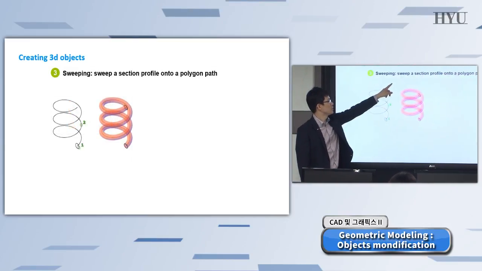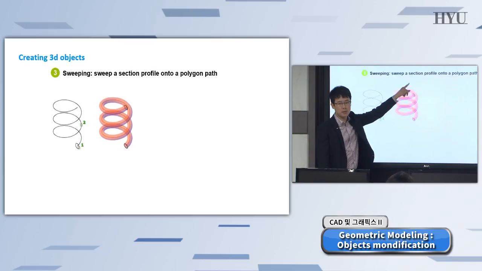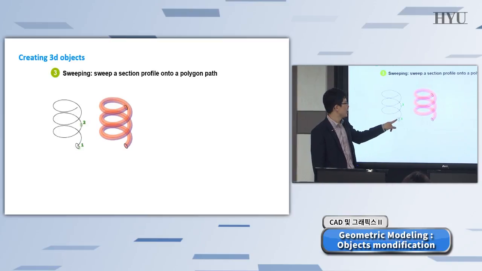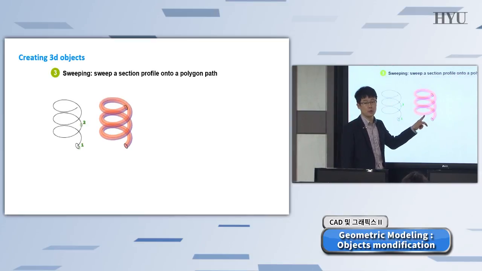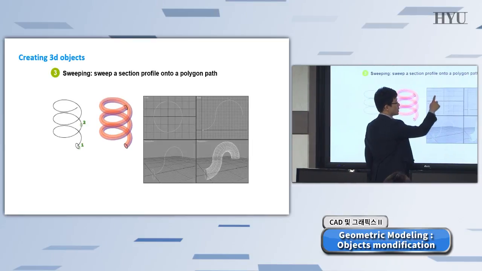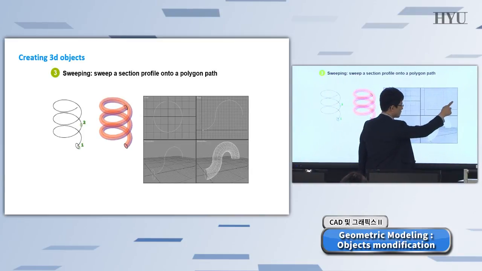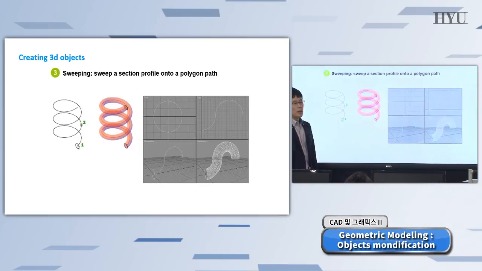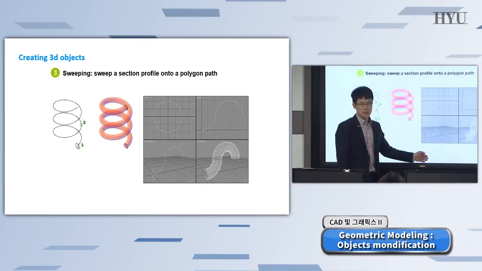The third one is actually important: Sweep. Sweep, okay? Sweep means kind of cleaning or drawing. So there is a section profile and a specific path. Sweeping along this path can generate this kind of geometry. So there is one section profile and another path, and then with a 90 degree turn, this can generate this kind of path. There are a lot of applications of this sweeping in actual 3D geometry making.